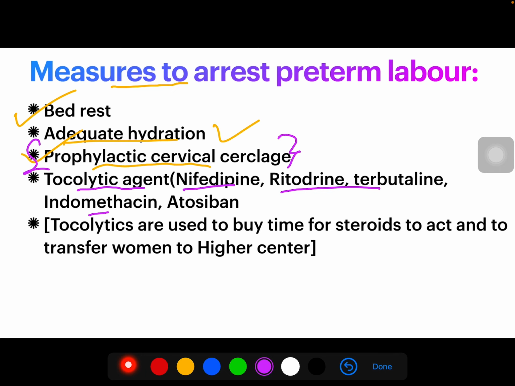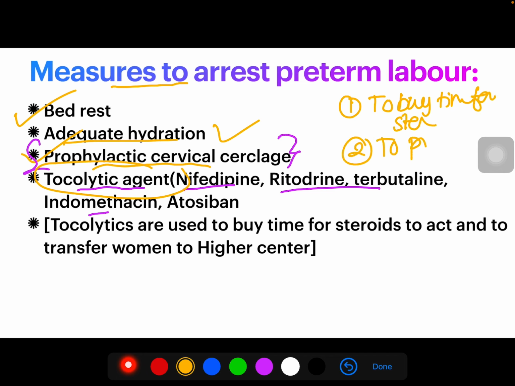There can be a question asked like why tocolytics are used. Then you have to say, first, to buy time for steroids, and second, to prepare the patient to be transferred to a higher center, because if delivery cannot occur there in preterm labor, then we have to transfer. So if asked why tocolytic agents are given in preterm labor, you have to say these 2 points, which are asked by the teacher when you do the presentation.